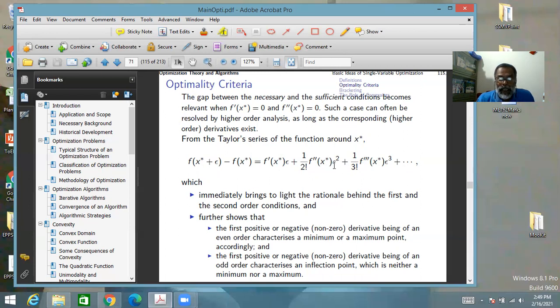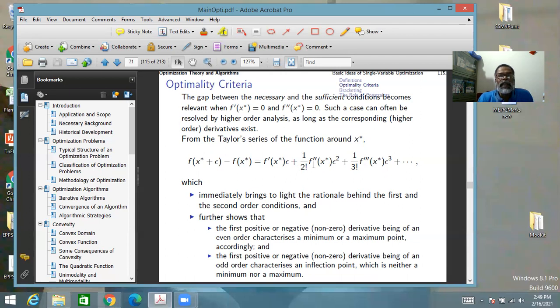And it can dominate only if it is non-zero. F double prime is non-zero, right? So if f double prime is positive, then the right side will be positive because epsilon square is anyway positive. And in that case, all other points are above the current point, and so the current point is a minimum point. On the other side, if it is negative, then similarly we'll get a maximum point.